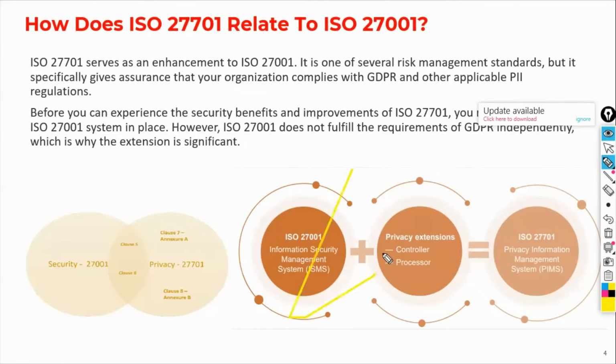90% of it is 27001 itself. Along with that, privacy related extensions are also added, and it results in ISO 27701. So ISO 27701 is an extension for ISO 27001.